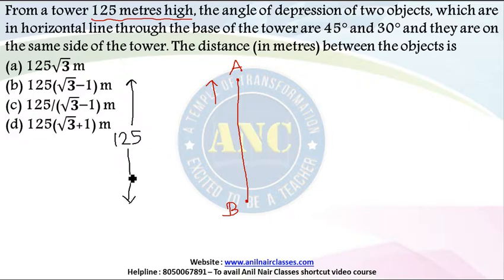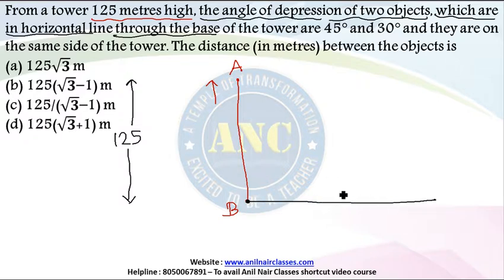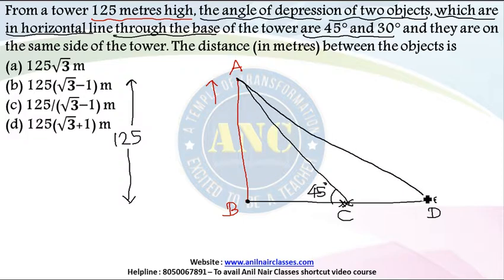Next, from a tower 125 meters high, the angle of depression of 2 objects. There are 2 objects which are in a horizontal line through the base of the tower. This is the base of the tower. There is a horizontal line. The 2 objects are C and D, for example. These C and D are on the horizontal line through the base of the tower. The angles of depression of these 2 objects are 45 degrees and 30 degrees respectively. That means this angle of depression is 45 degrees, and this angle of depression is 30 degrees.